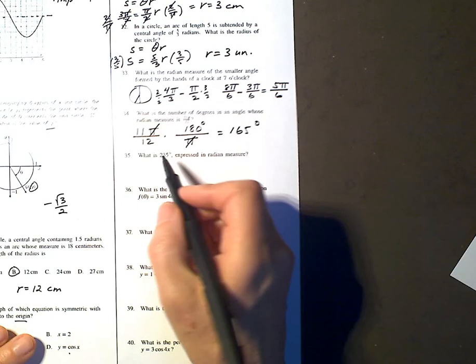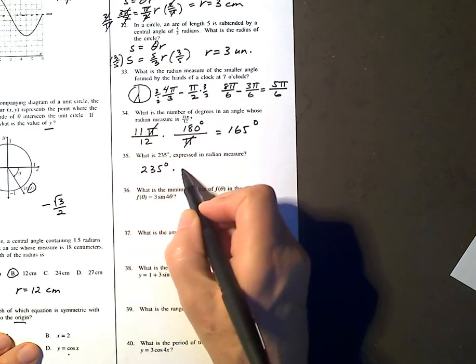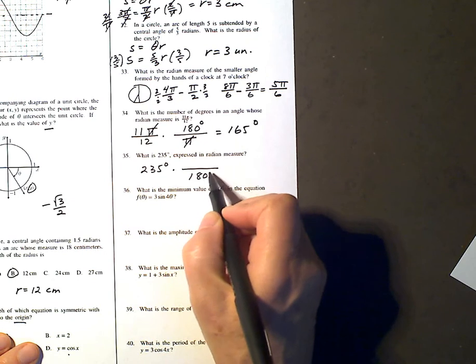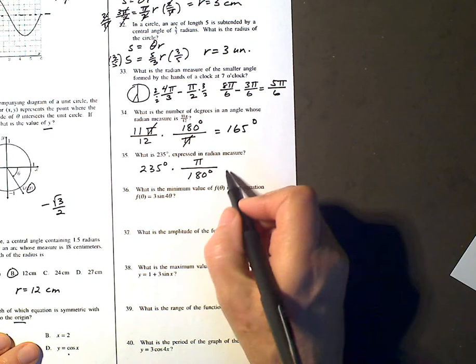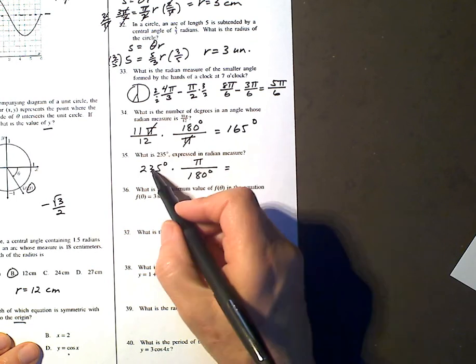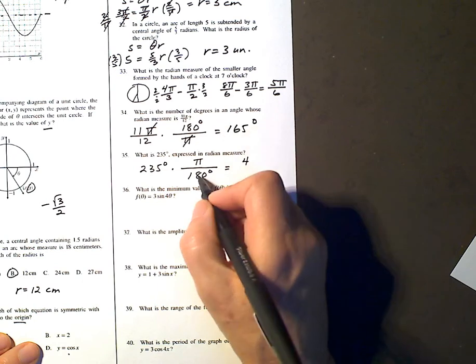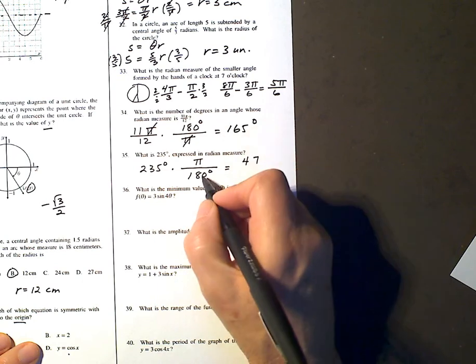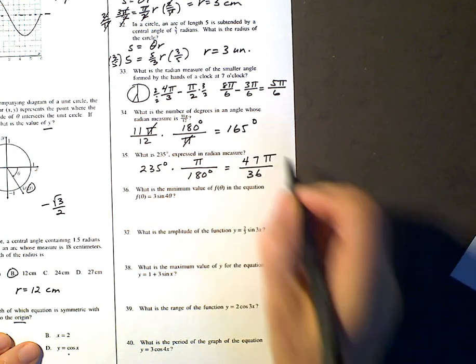In number 35, I'm going to take degrees, and I want to get rid of degrees, so I'm going to divide by 180 degrees and multiply by pi. And when I simplify this fraction, I've got divisible by 5. This is 47. And when this divides by 5, this is 36. And I have a pi up here.